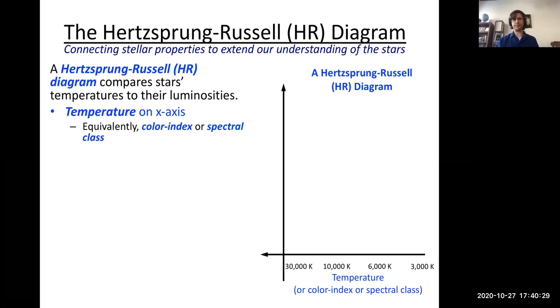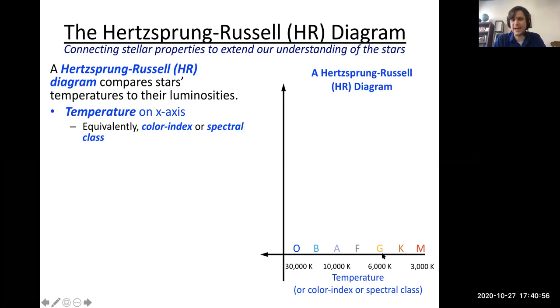That's also temperature. So here on the x-axis, we're going to put temperature where it increases to the left, or we could equivalently put the color index or the spectral class. So notice 30,000 Kelvin surface temperature stars, those are our O stars, all the way to our M stars down here, our coolest stars. Okay, so we're going to plot the temperature on the x-axis.